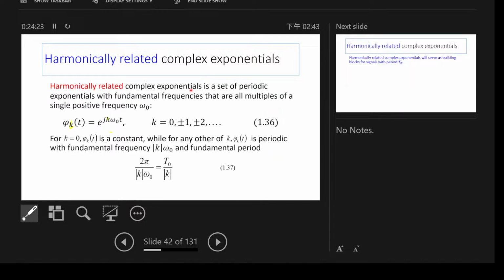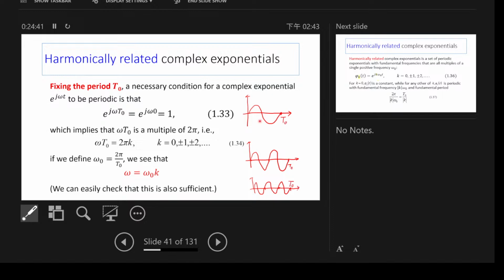Okay, so that's for k equals 0, and for every other k, your psi k has fundamental frequency absolute value of k times omega naught, and the fundamental period is t naught divided by the absolute value of k. Just as we show here, this signal has fundamental period t naught, this one has fundamental period t naught divided by 2, and this one has fundamental period t naught divided by 3, etc.